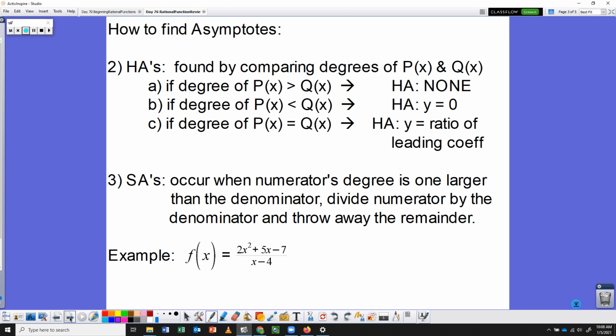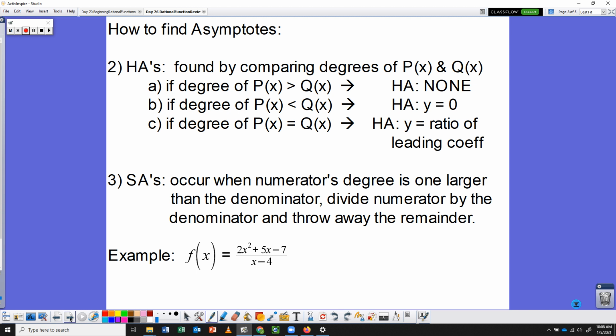Okay, the next thing that we're going to talk about are how to find horizontal asymptotes. Remember, horizontal asymptotes are found by playing a little game. It's called who's got the bigger powers of x. If your numerator p of x has a degree that's bigger than your denominator, your horizontal asymptote will be none. If the bottom part of your fraction, your q of x, has the bigger degree, then your horizontal asymptote will be y equals 0. And if they happen to have an equal degree, then what you're going to do is set y equal to the ratio of the leading coefficients.